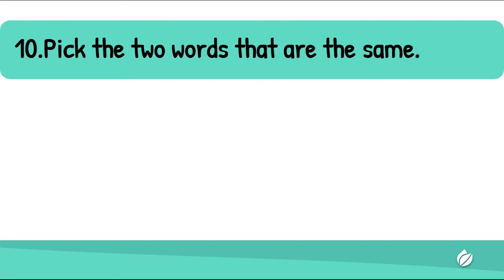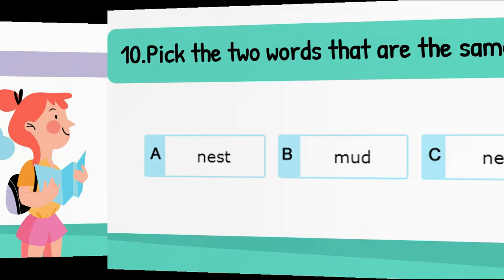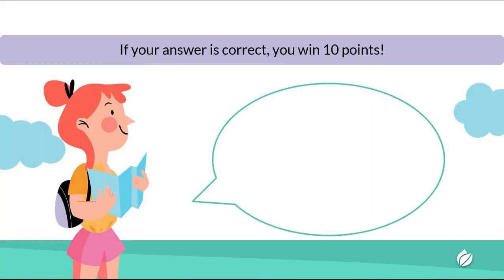Pick the two words that are the same. The options are A, nest; B, mud; and C, nest. And the answer is A, nest and C, nest.